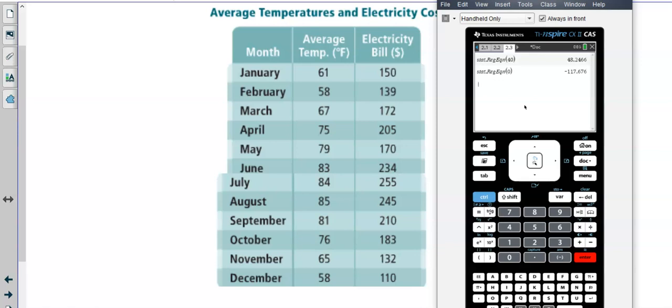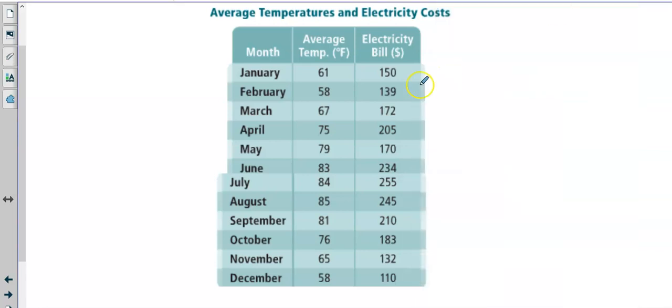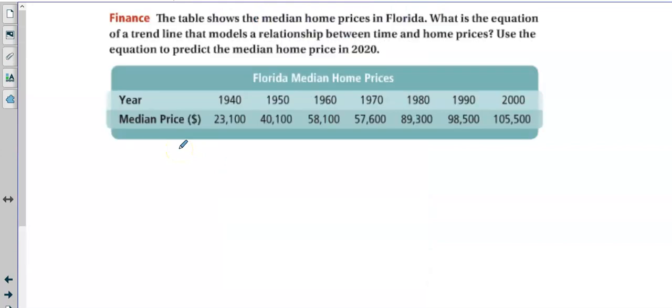So you can use it to make predictions. It's better for making predictions inside of the data. So if I said like 80 degrees, which is kind of in between some of those data pieces, about a $214 bill or something like that. So you can make predictions inside the data or outside, interpolating or extrapolating. You do that a lot on the ACT science section, actually. And then you can do some more of this.